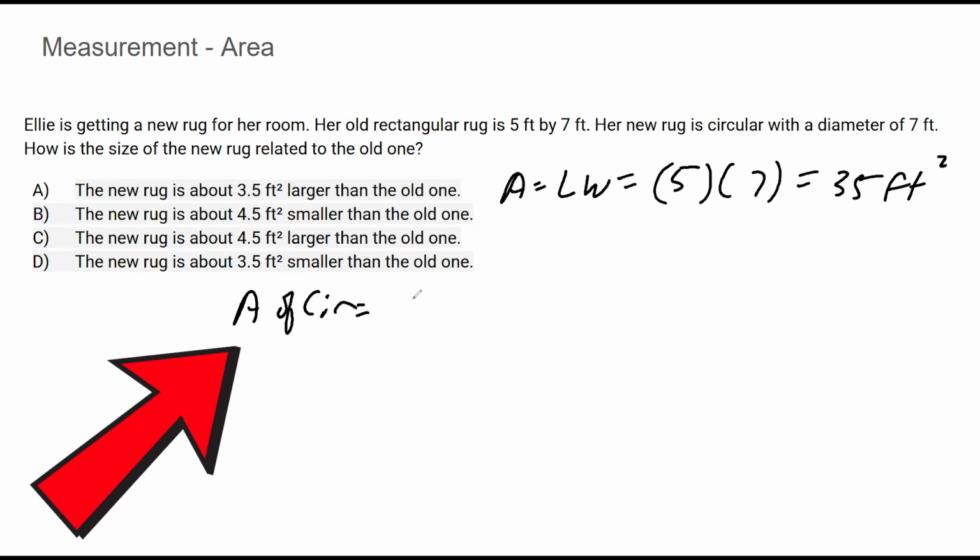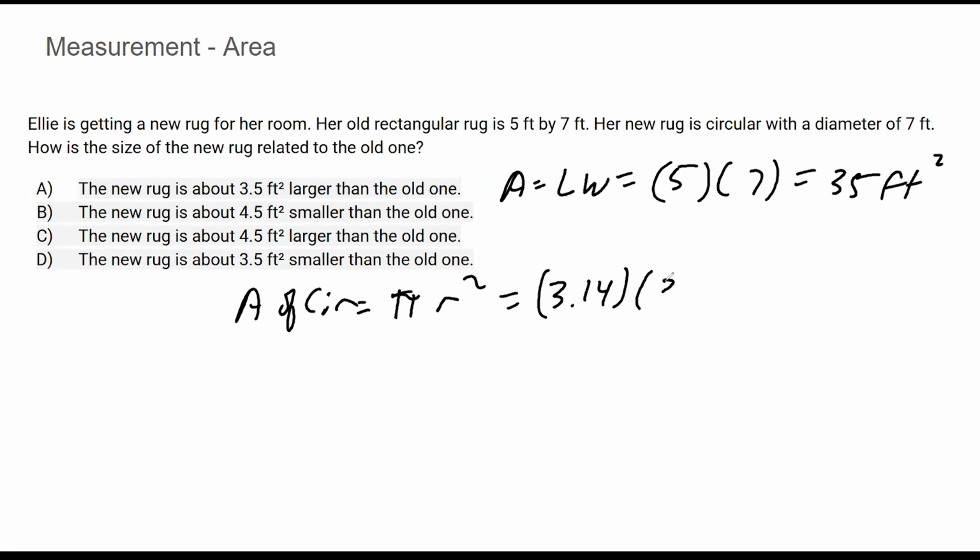Area of a circle is pi r squared. That's just a formula. All right, pi is 3.14, the generally accepted term. You could do 22 over 7. You generally stop at 4 for most math problems. The radius is 3.5. How do I know that? Because it's half of 7, and the radius is half the diameter.